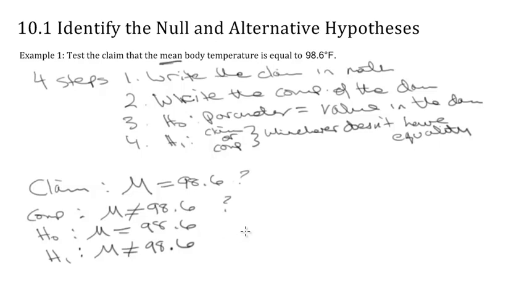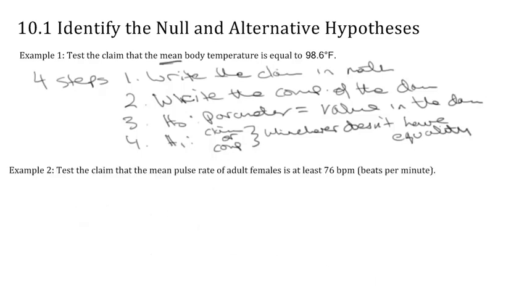Okie dokie, so let's try a second example. Okay, this is my next example, and I left the instructions up there because it's going to be the 4-step process every single time. So 1, write the claim in math. 2, write the complement. 3, the null is always equality, and 4, the alternative is the complement or the claim, whichever does not have equality. So the first step, the claim, is the claim in math. Oh, look at that. It's means again.